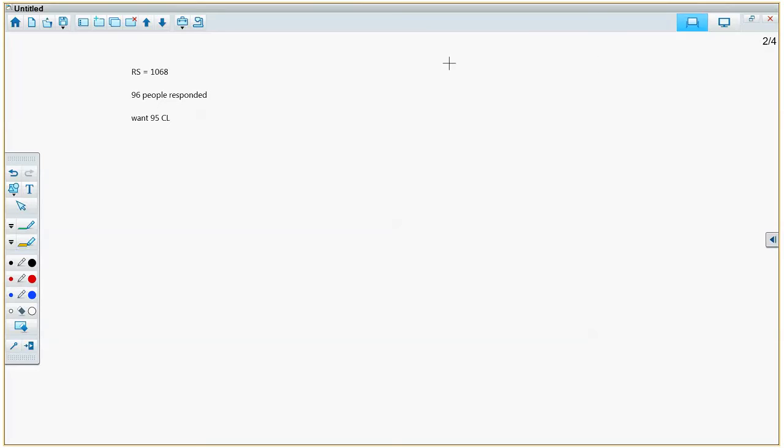Now what I want you to do right now is start finding some of your components. Of course, the first one is P and Q.